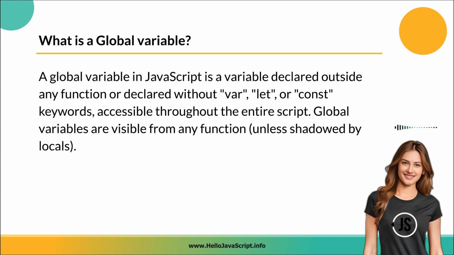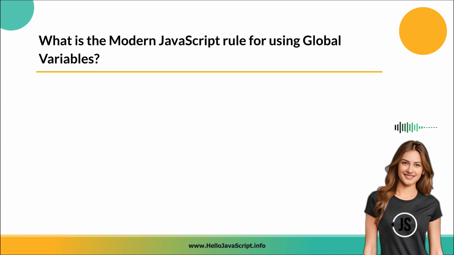Here is the response to this interview question. A global variable in JavaScript is a variable declared outside any function or declared without var, let, or const keywords, accessible throughout the entire script. Global variables are visible from any function unless shadowed by locals. Now for the next question. What is the modern JavaScript rule for using global variables?